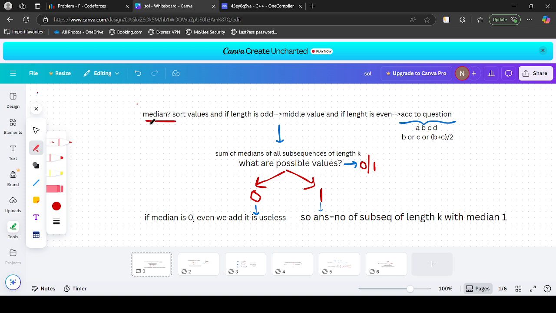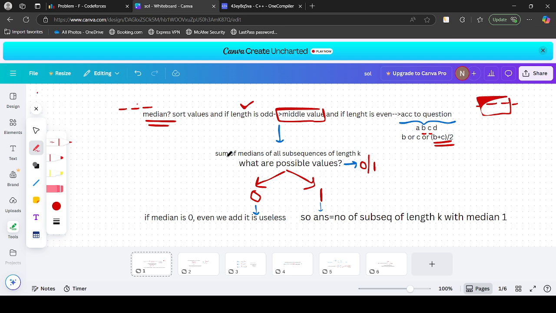So firstly, what is a median? When given some values, if we want to find the median, we sort the values, and if the length is odd, the middle value is the median. If the length is even, it will be mentioned in the question whether it is the left value, the right value, or the average of the middle values, because if the length is even, we will get two middle values, and the question specifies which is the median.